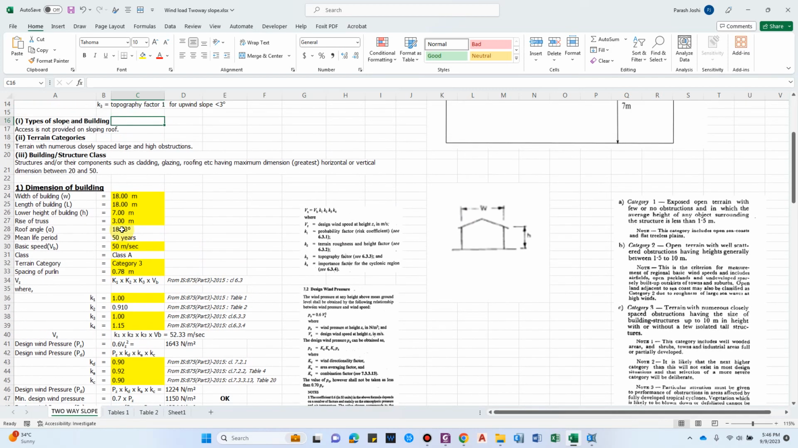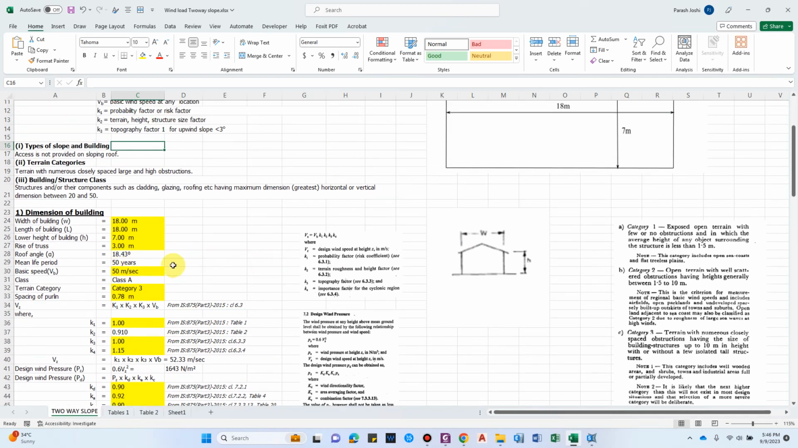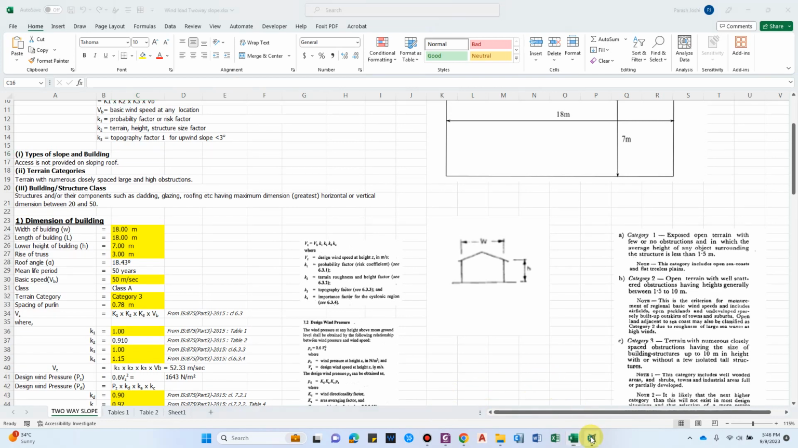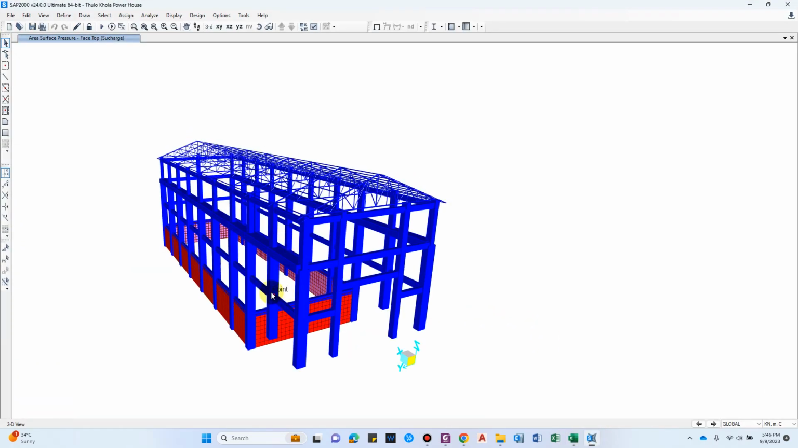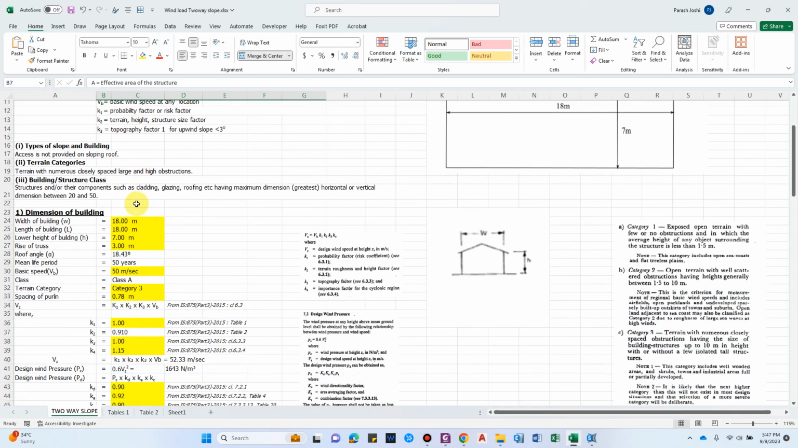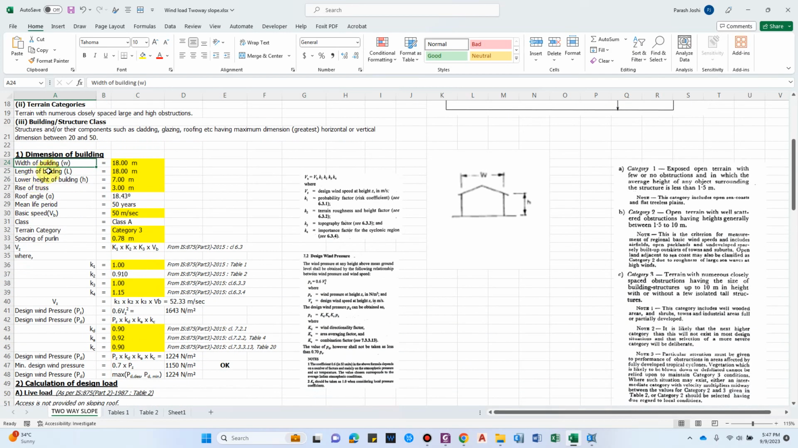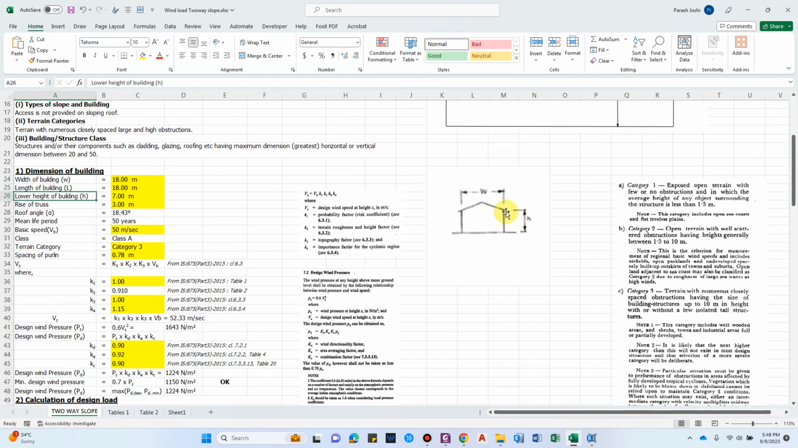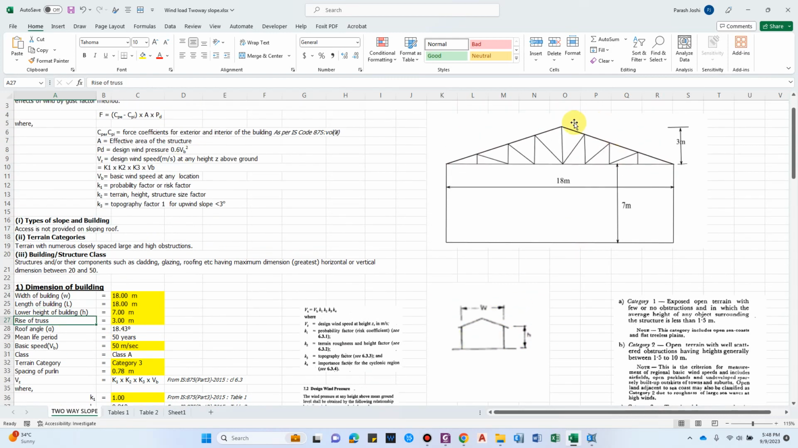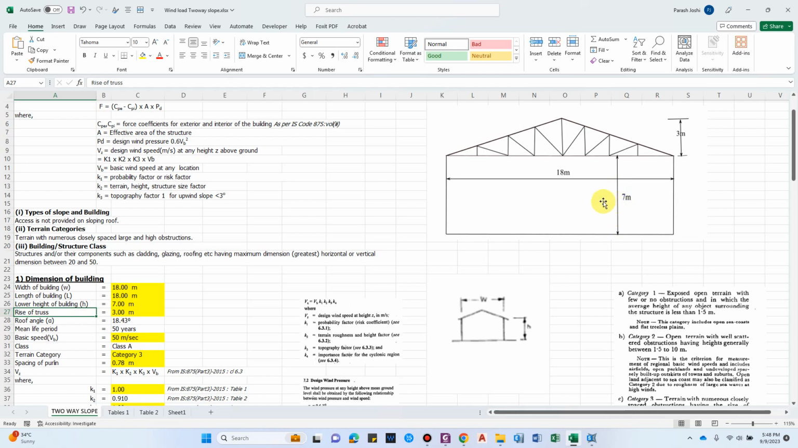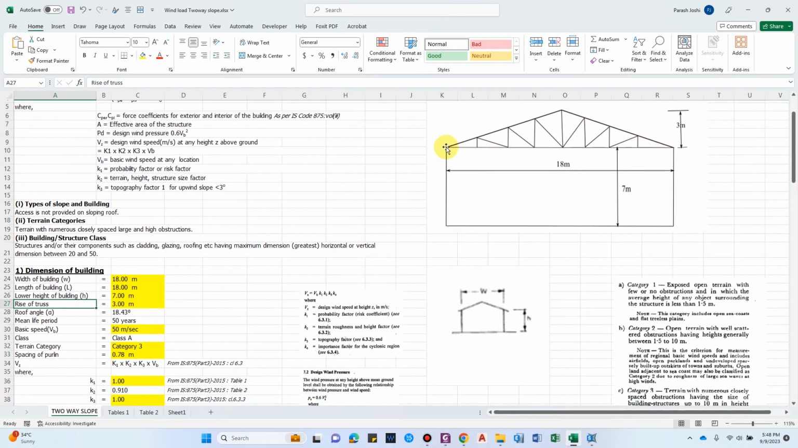Starting with this Excel sheet, we'll require certain basic dimensions of the building, which we can take from the model or from the architectural drawing. For now we are calculating the wind load for this building particularly. These are the dimensions that we require: width of the building, length of the building, lower height of the building, which is up to the point from where the truss starts, and rise of the truss, which is simply this region. With these we get alpha, the roof angle.